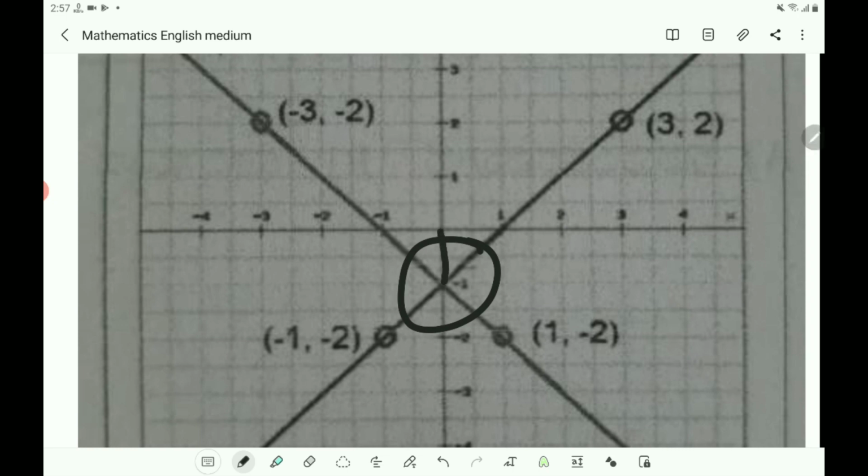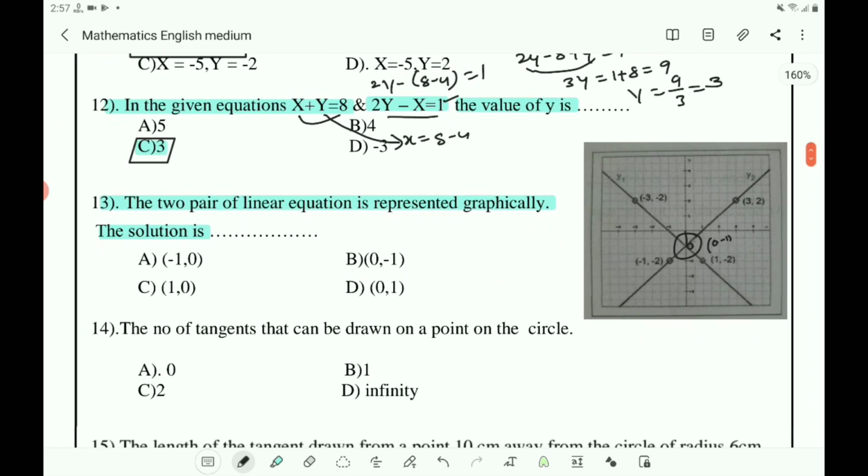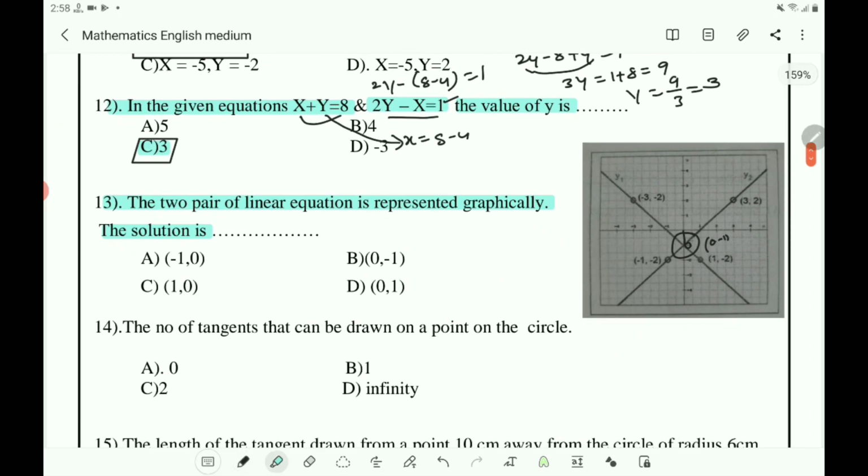they intersect at -1. Here the y value is -1, x value is 0. What are the x value? X value is 0, y value is -1. They intersect at a point 0, -1. So here what is the answer? Option B. Note down the answer, option B, that is 0, -1.